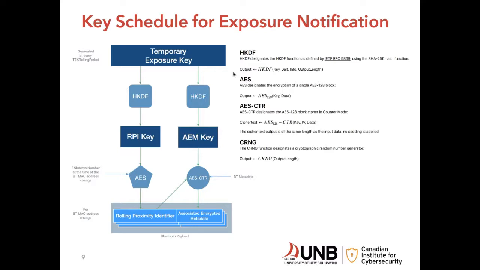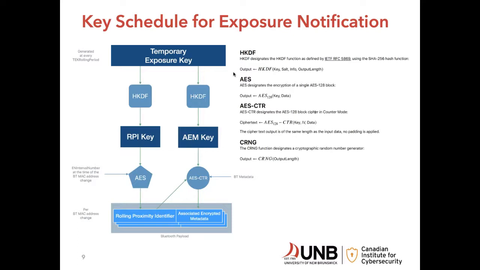Each rolling proximity identifier is derived from the rolling proximity identifier key, which is in turn derived from a TEK, or temporary exposure key, and a decentralized representation of the time. So the rolling proximity identifier changes at the same frequency as the Bluetooth randomized address to prevent linkability and wireless tracking, and the associated encrypted metadata is associated with the rolling proximity identifier, and the broadcast metadata from a user can only be decrypted later when the user tests positive.